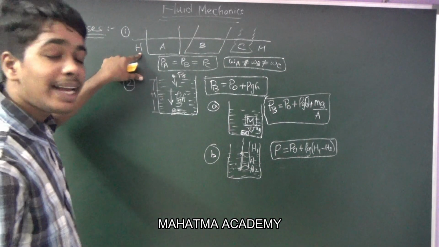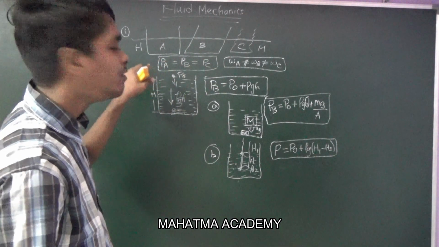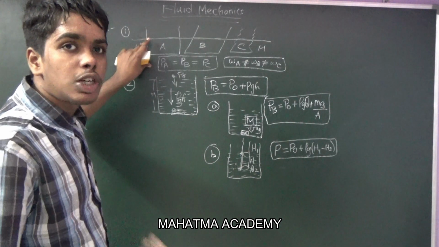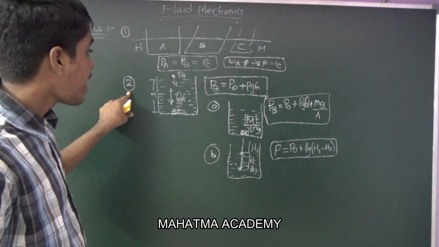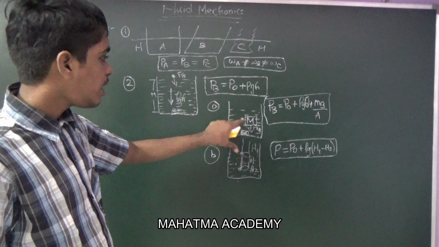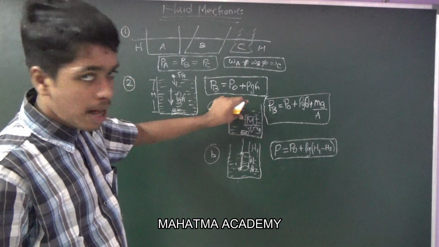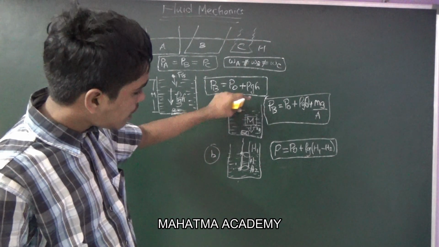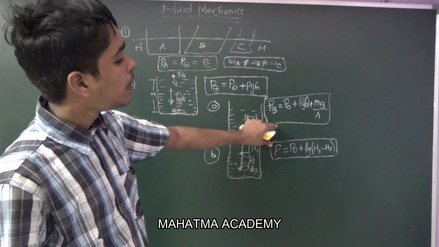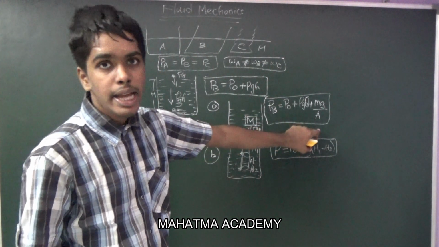In this first case, at the same height level the pressure is the same. We will apply this case in the future topics of this chapter. Now the second case: at the bottom of the surface the pressure is P naught plus rho g h. If in the same liquid a block of mass m is placed here having the area A, and the force is mg, the pressure at the bottom surface is Pb is equal to P naught plus rho g h plus mg by A.